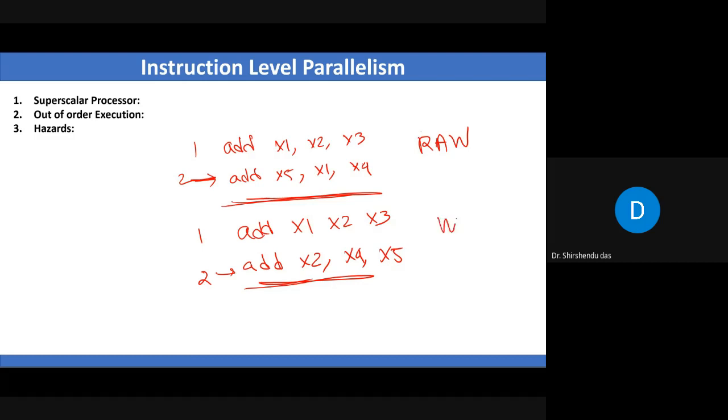So this is called write after read hazard. This type of hazard may also happen.